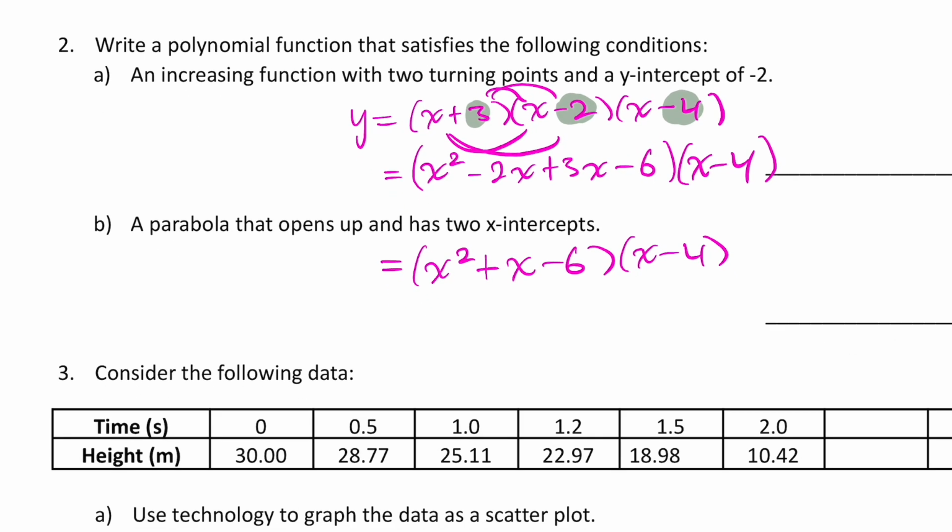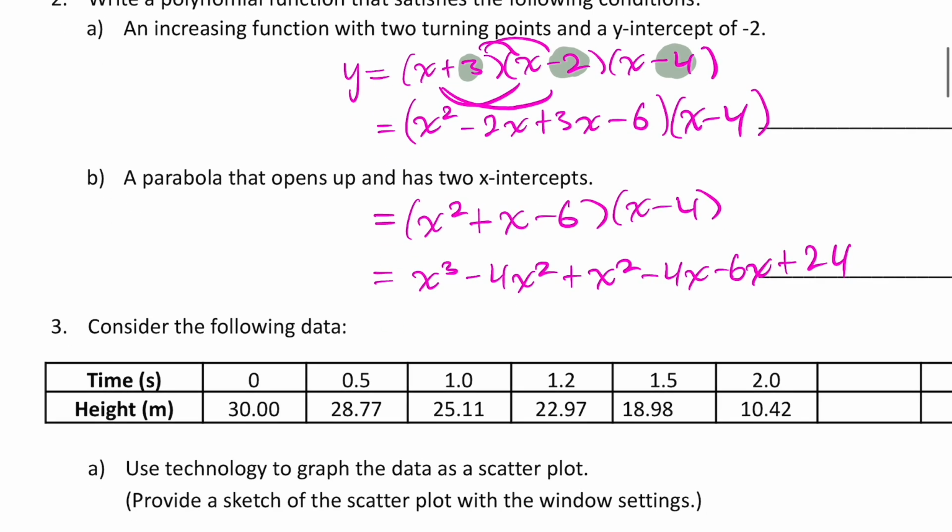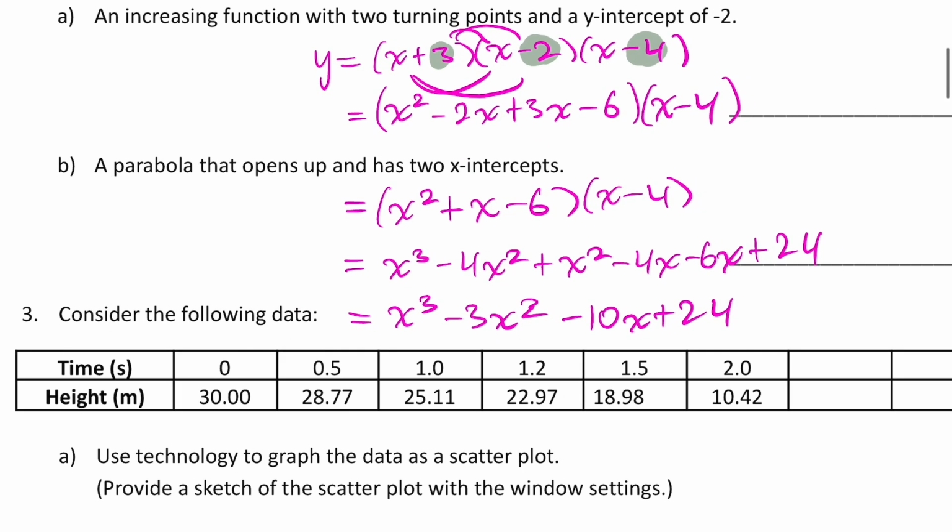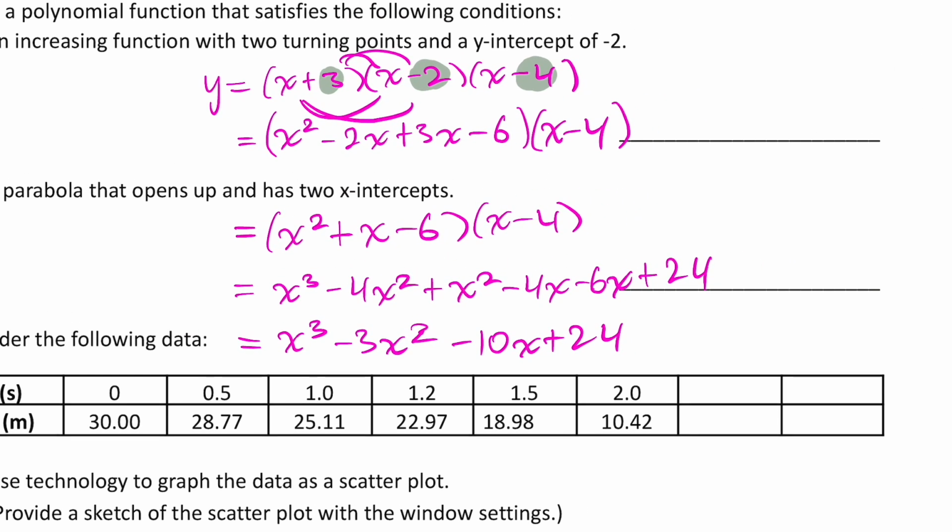And then x squared times x is x cubed, x squared times -4, x times x, -6 times x, oh sorry, x times -4, -6 times x, and -6 times -4. And then simplify. That's 10x plus 24. Bam. Okay, so we've expanded it. Hopefully correctly. I'm pretty sure that's correct.